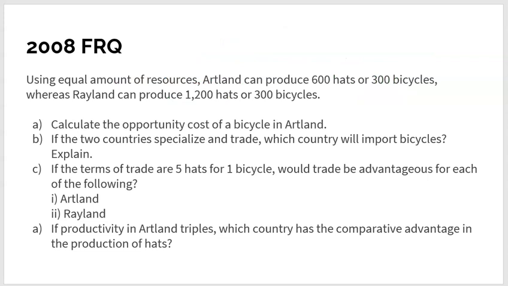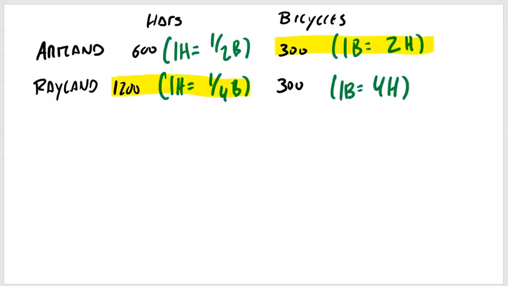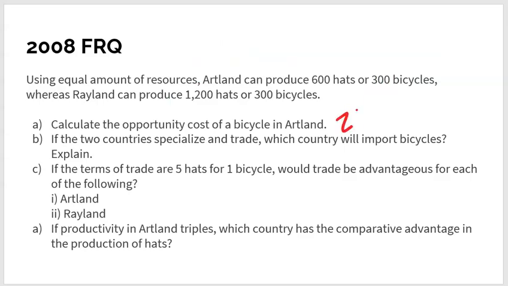So here, A, calculate the opportunity cost of a bicycle in Artland. Well, what we just did, we did that, right? So for Artland, for every bicycle, how many hats are they giving up? So we have to look at what we did right here. We already did that. So here the answer is going to be 2 hats.